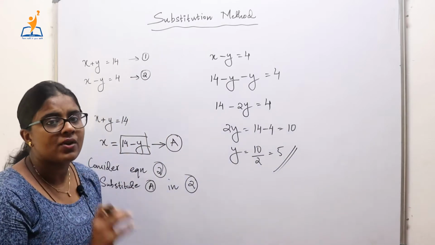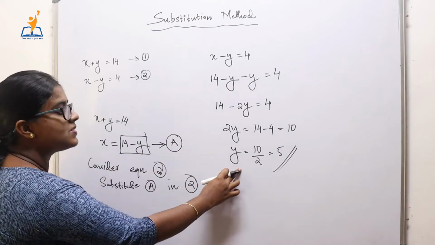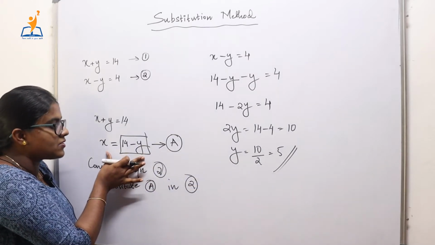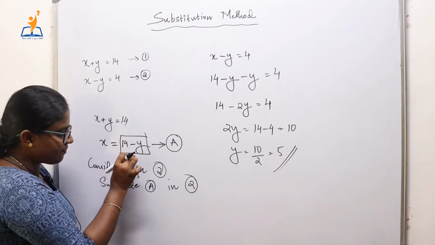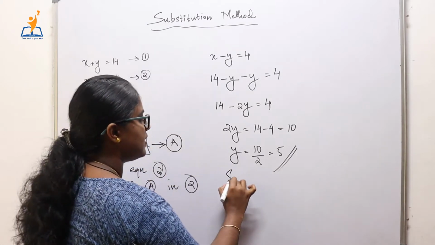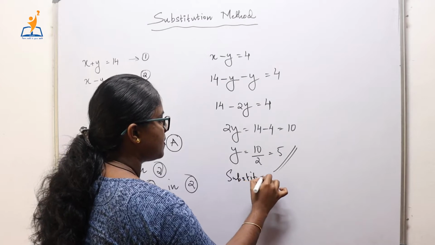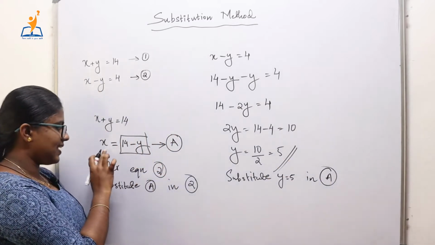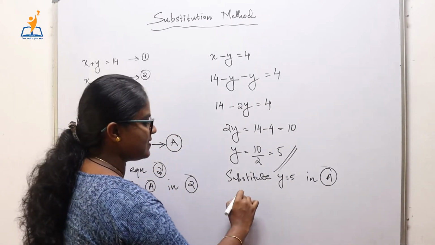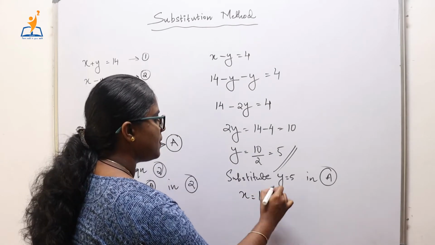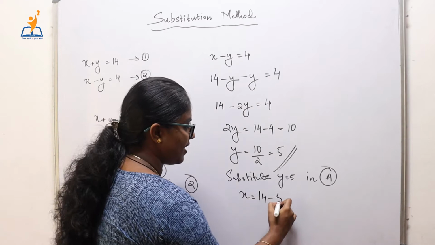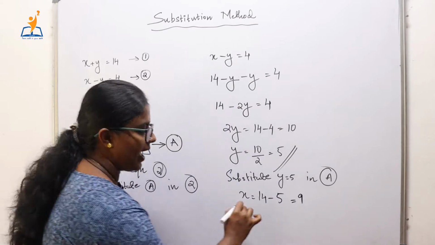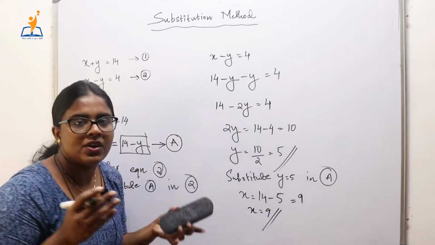Now it is easy for us to find the value of x. Since we got the value of y, that is 5, it is easy for us to substitute that value. Now let's substitute y equals 5 in equation number A, that is, x is equal to 14 minus y. That is, x is equal to 14 minus 5, which is 9. Now x is equal to 9. Yes, we got the solution.